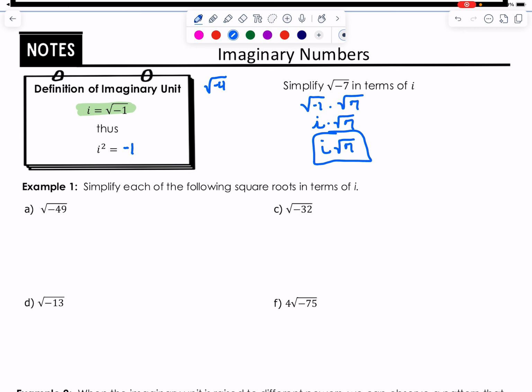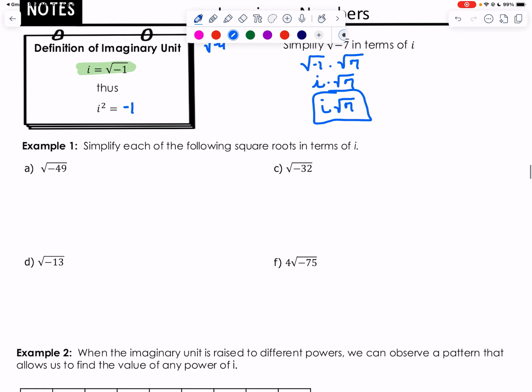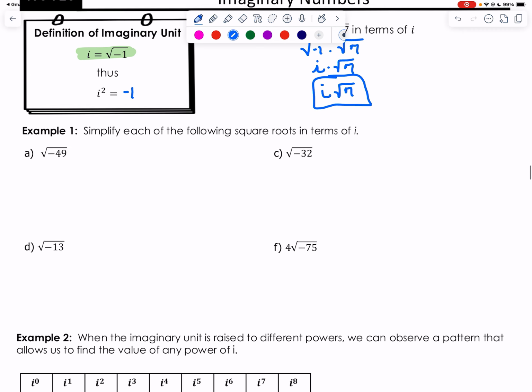All right, let's look at a few more examples. Simplify each of the following square roots in terms of i. So in problem A, we have the square root of negative 49. So the first thing I'm going to do is rewrite this as the square root of negative 1 times the square root of positive 49. And we know the square root of negative 1 is equal to i. We know the square root of 49 is 7. Now, you could write it like this, but it's more conventional to write this answer like this, 7i.